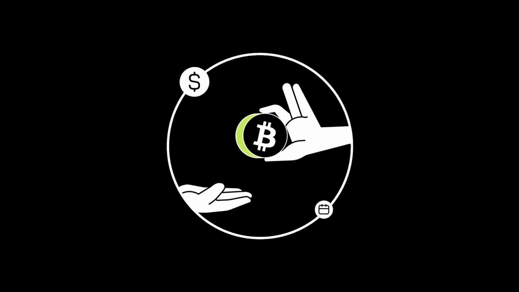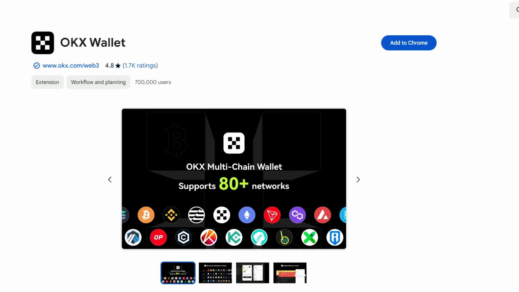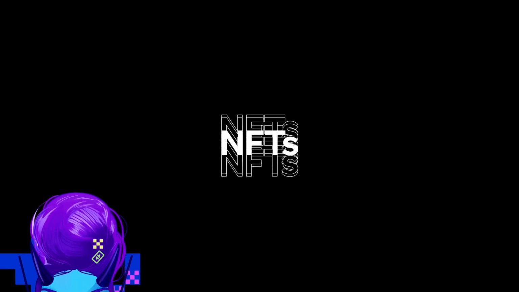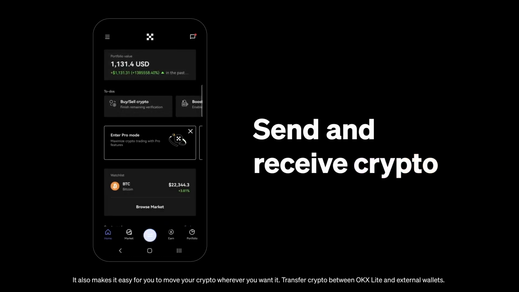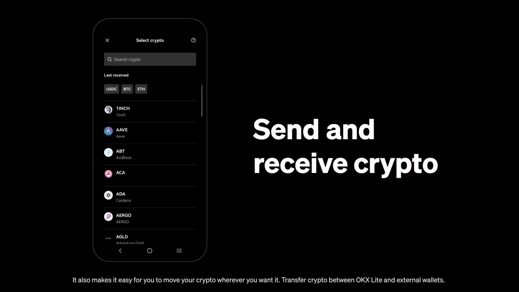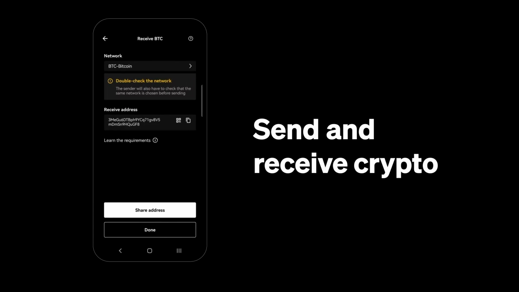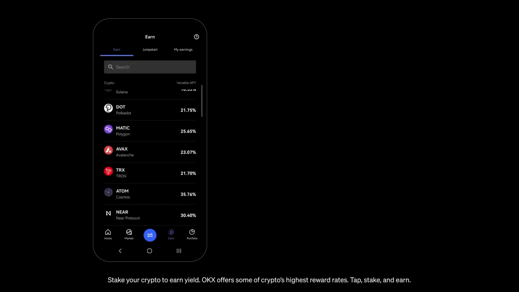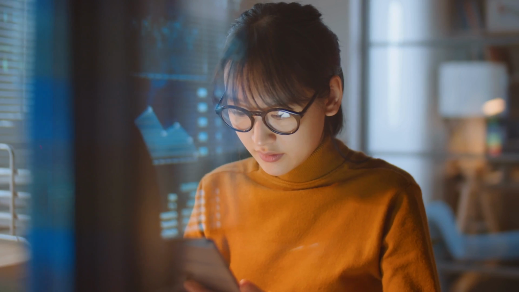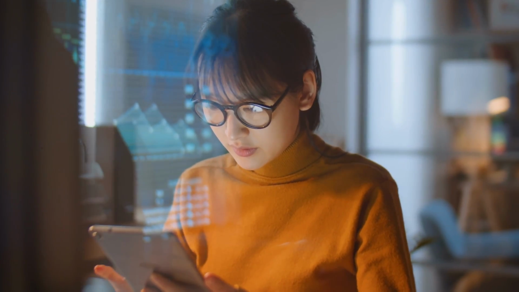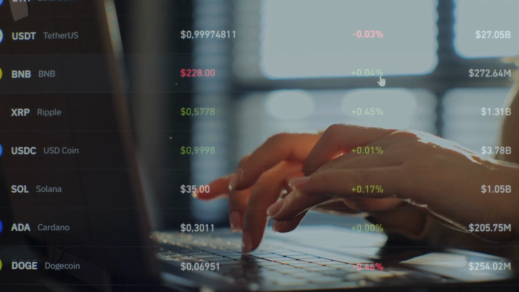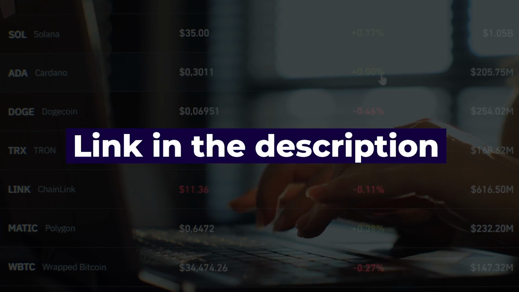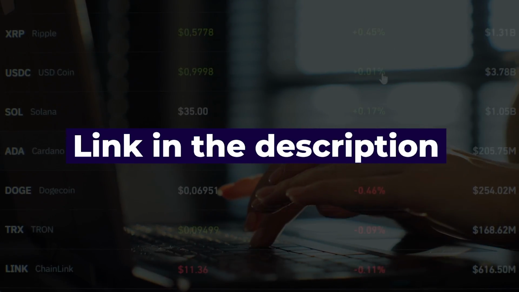OKX also has its own ecosystem, including a wallet, NFT marketplace, and even its own blockchain, the OKX chain, and a user-friendly mobile app designed with the user in mind. The app simplifies the process for buying, selling, and trading digital assets, making it accessible to even those that are new to the crypto world. We're going to be focusing on the desktop version today, but if you do want to have a mobile app tutorial instead, I'll pop a link in the summary.